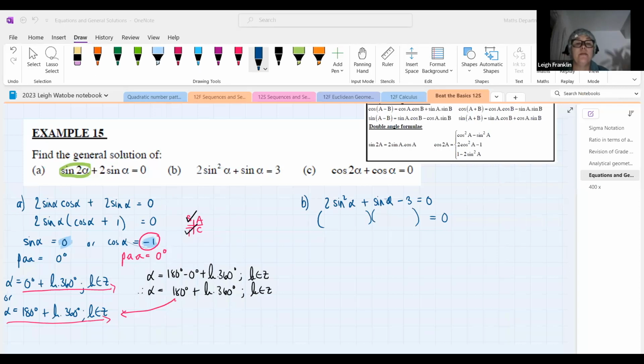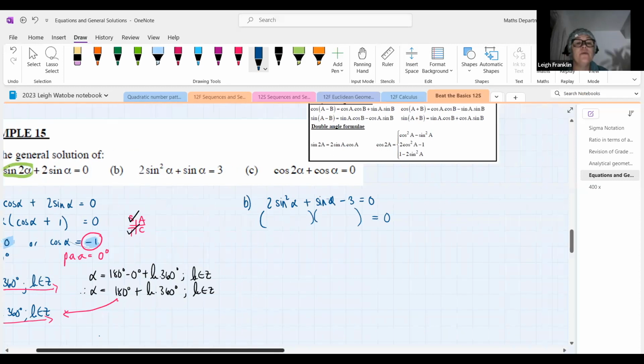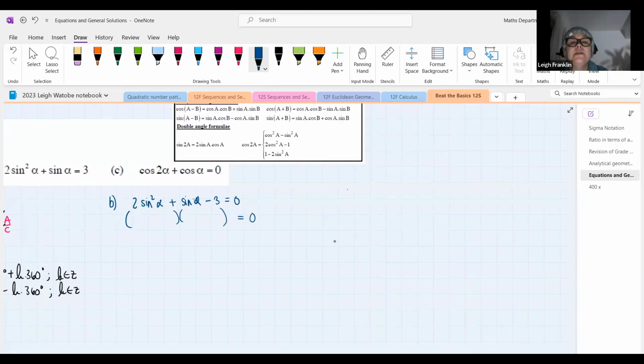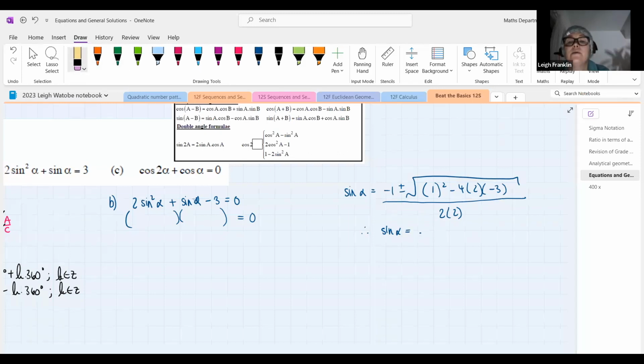Sure, Eagle, not a problem. If you needed to use the quadratic formula, you could do this. You would say sine alpha equals negative b, so that would be -1, plus or minus the square root of b squared, so 1 squared, minus 4 times 2a times c, all over 2a. Then there would be 2 solutions for sine alpha: sine alpha is whatever, or sine alpha is whatever. Just like that.